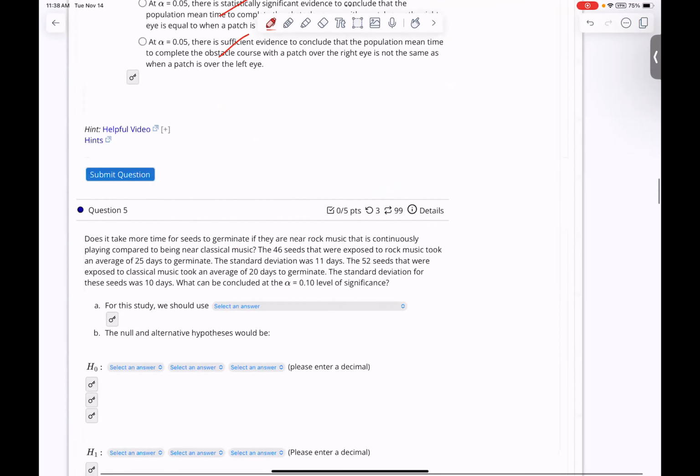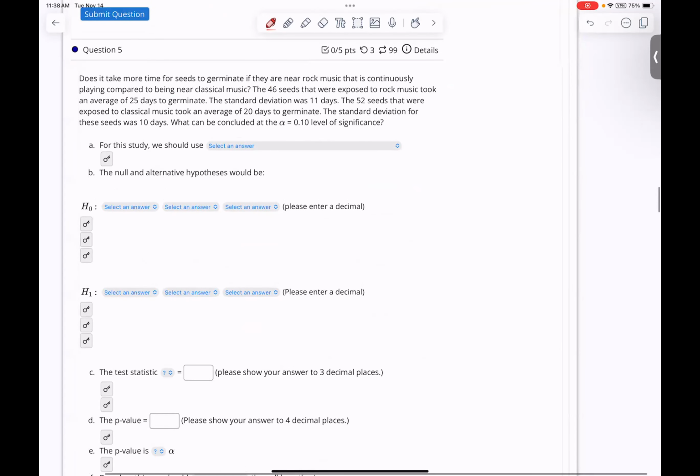Okay, problem 5. Does it take more time for seeds to germinate if they are near rock music that is continuously playing compared to being near classical music? The 46 seeds that were exposed to rock music took an average of 25 days to germinate. The standard deviation was 11 days.